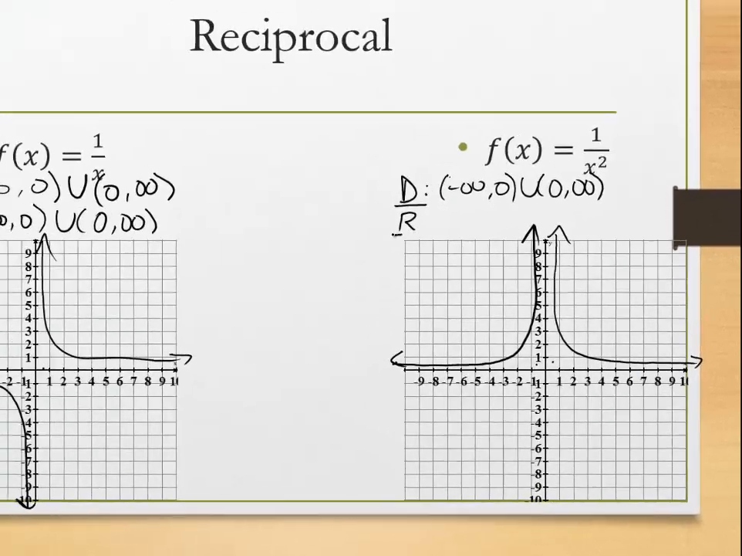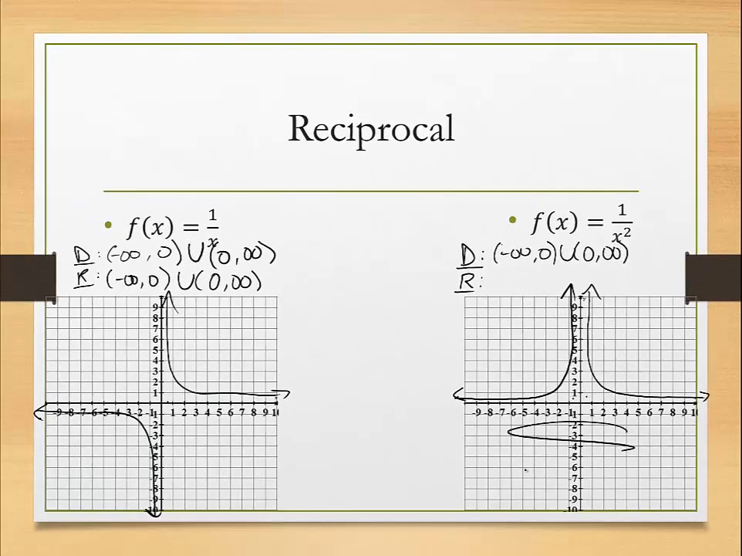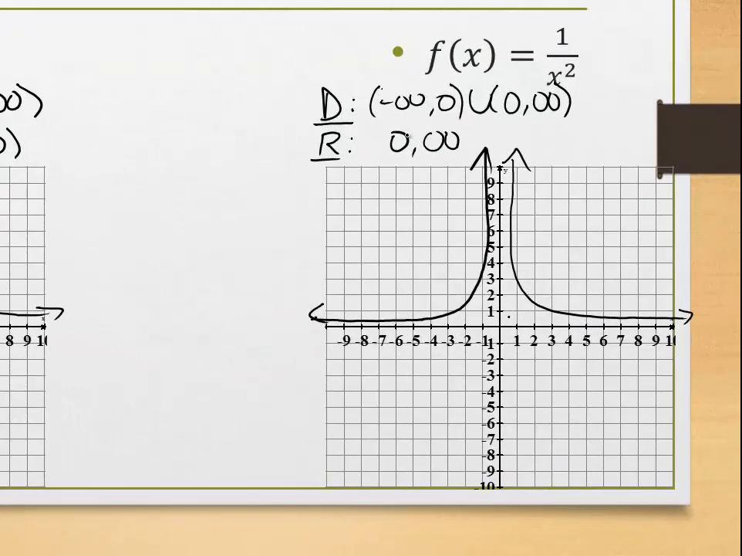Now our range is a little different because we don't have anything down here. Everything's positive. So it's going to start at our asymptote of x at 0. So it's going to start at 0, and go all the way to your arrows, so infinity. Now, since we have an asymptote at 0, that also means we're not going to include 0. So use a parenthesis to infinity.